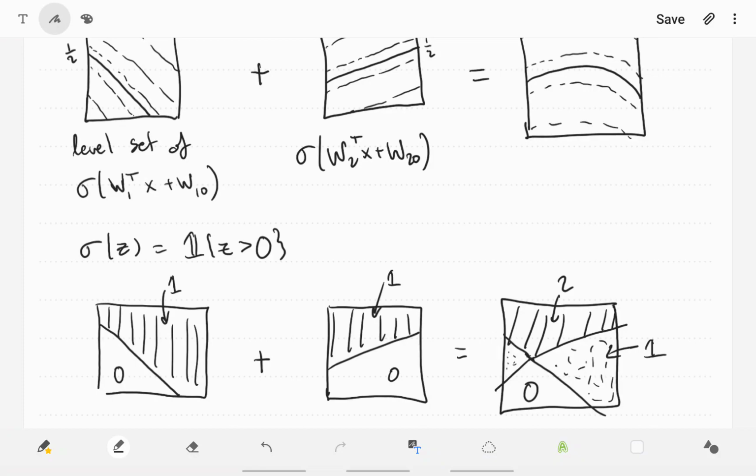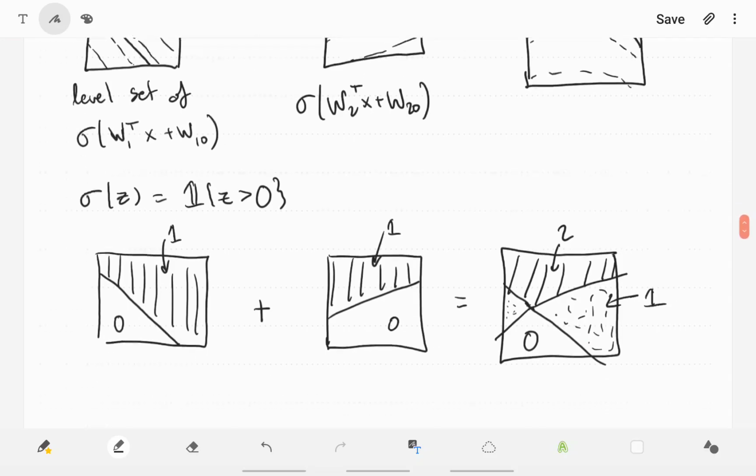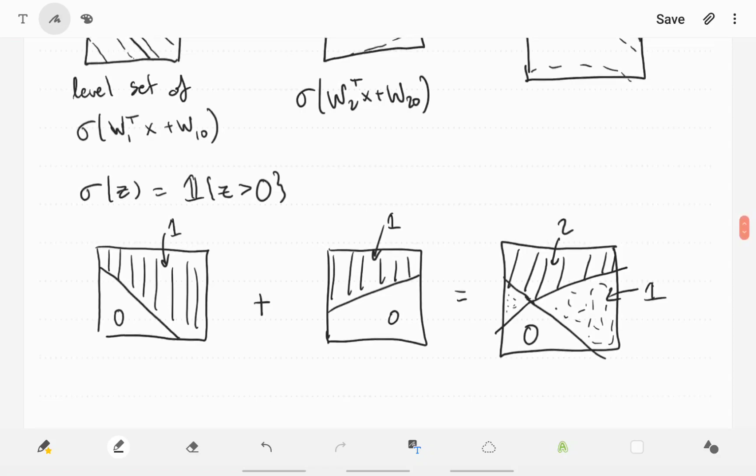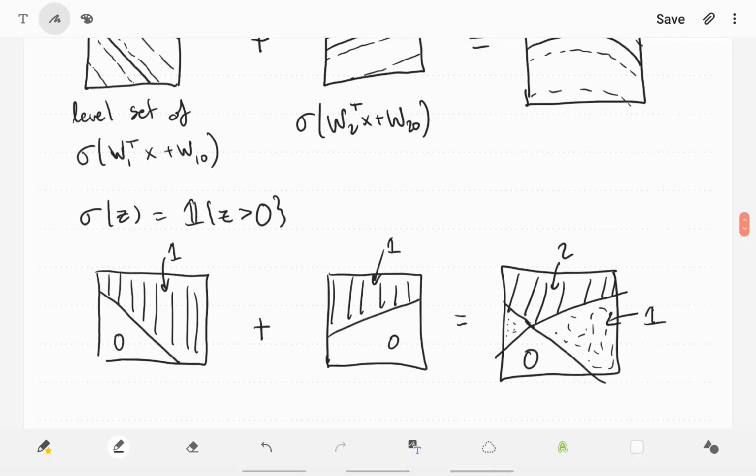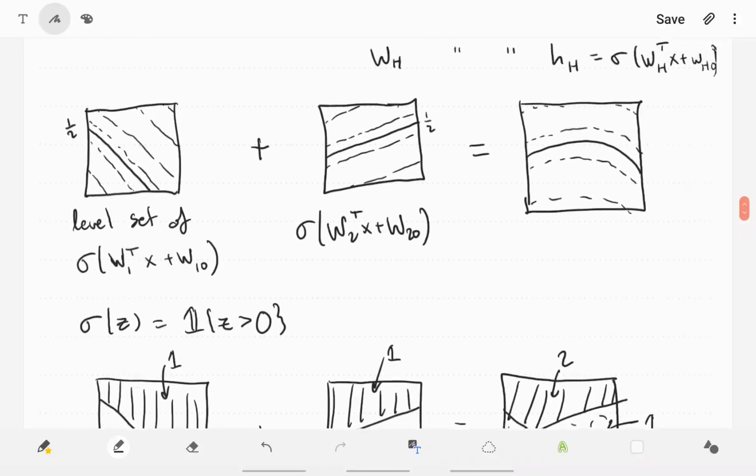Right? And so you see that you can get some very nonlinear functions just by adding together 2 of these hidden units, where the activation function is just the indicator function. Right? So this is how we can think about the construction of nonlinear functions from linear functions in a neural net, using just an activation function.